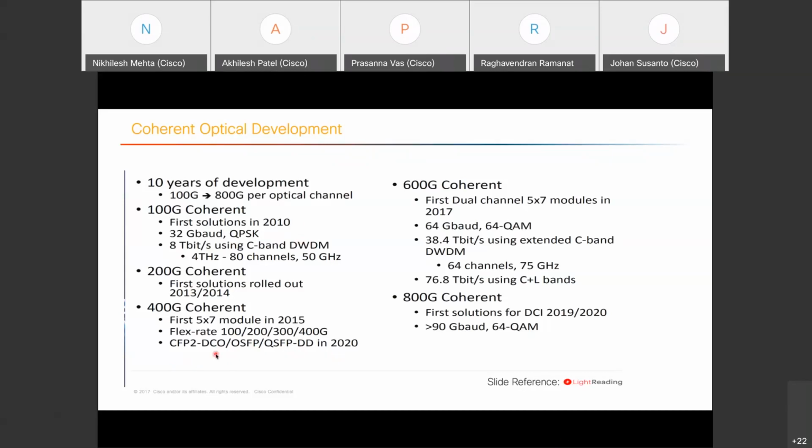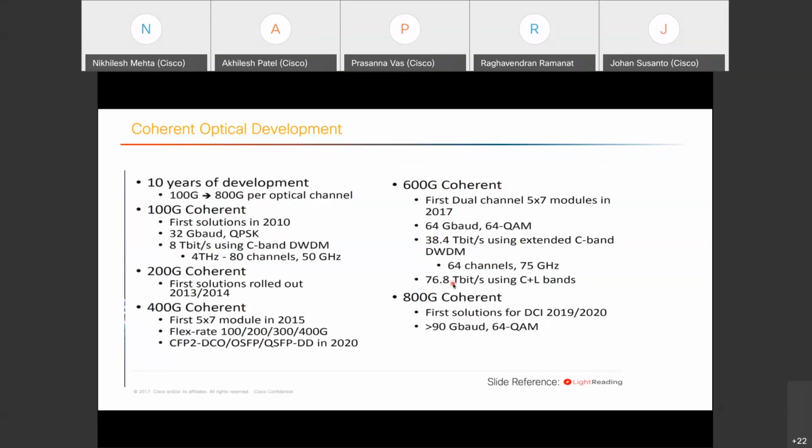Then 600 gig coherent technology came in 2017. In 600 gig coherent technology, we use 64 gigabaud with 64 QAM. And as you can see, in 100 gig coherent we were getting 8 Tbps in the fiber. In 600 gig coherent, we are able to get 38.4 Tbps using the C-band DWDM, 64 channels with 75 gigahertz spacing. And if we use the C plus L band, we are able to get 76.8 Tbps, which is huge in a fiber.